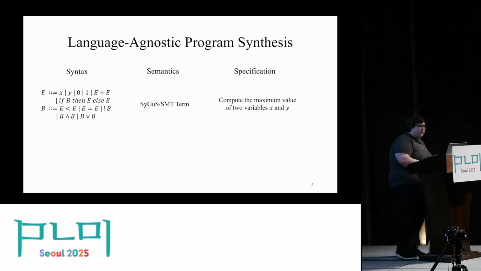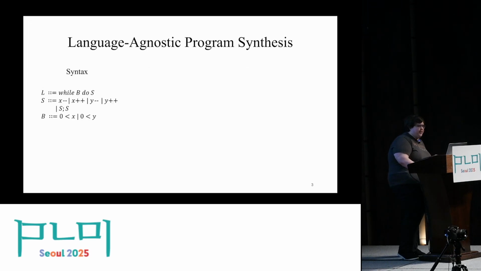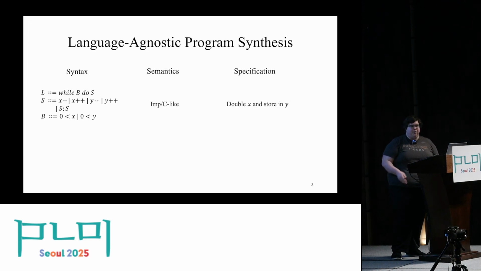In other domains, such as imperative languages, you've got a search space that says I've got a looping program that does some increments and decrements on the variables x and y. And again, the semantics is implicitly an imperative or C-like language. And the specification of your program might be that you're looking for a program that doubles x and stores it in y.